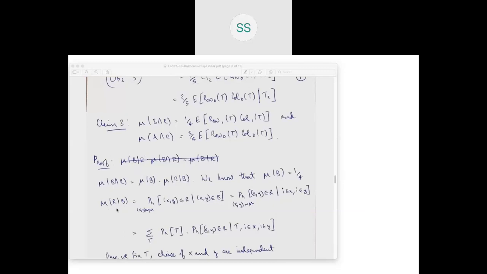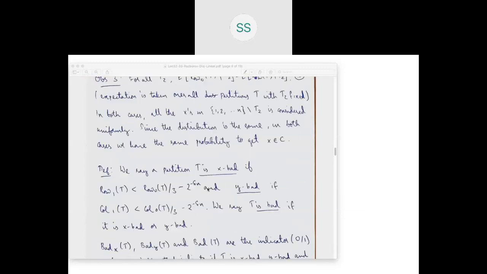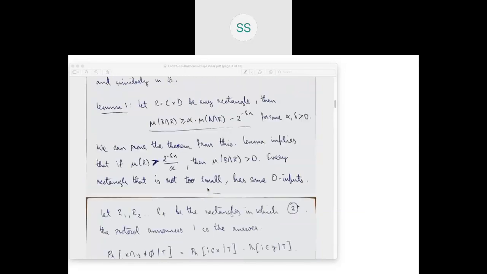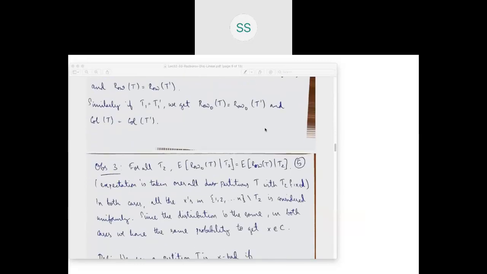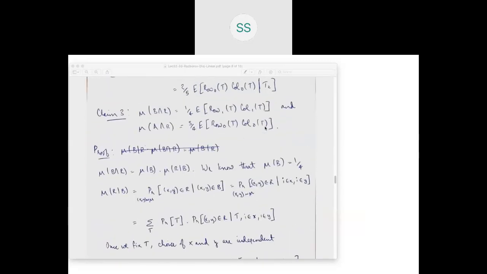Let's try to understand what this measure is. There is a rectangle, and what is the problem? We want the fraction of 0 inputs that are in R. B, if you recall, is the set of 0 inputs. So in other words, if you pick a randomly chosen xy according to the distribution mu, and we know that xy is in the set B, what is the probability that xy is in R?